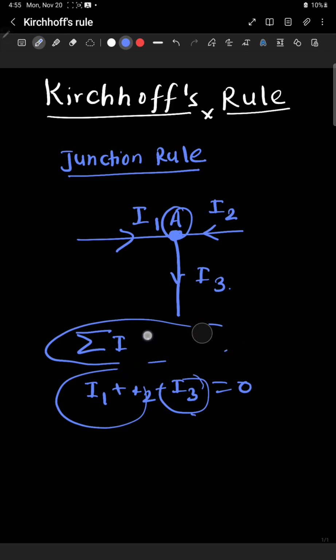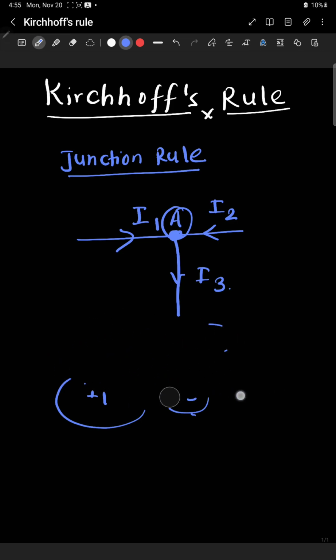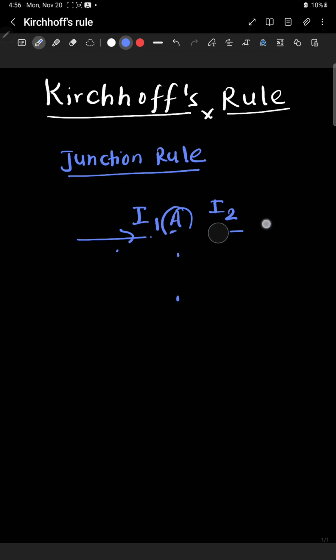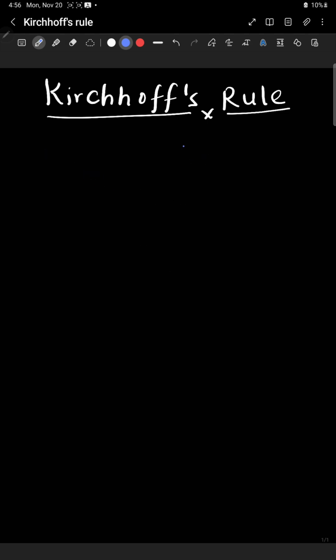Let me talk about the second Kirchhoff's rule, which is called the loop rule. It talks about potential. According to this loop rule, the sum of the potential differences around any loop will be equal to 0.